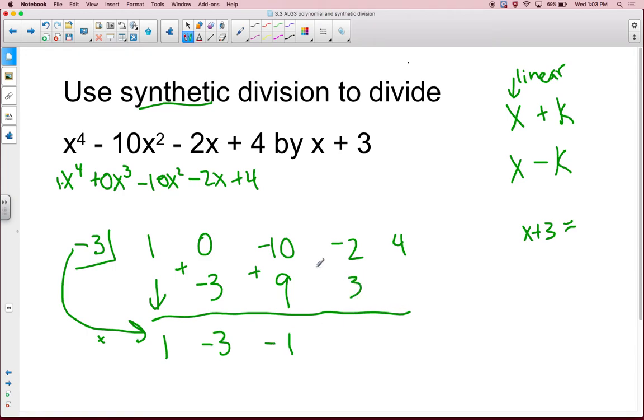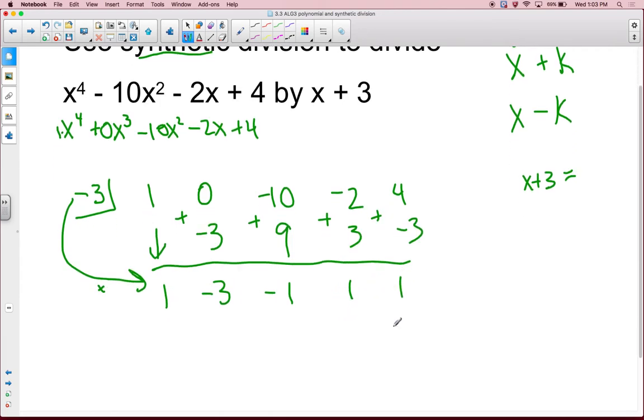Multiply, we get a 3. Add 3 minus 2, we get a 1. Multiply, we get a negative 3. Add, and we get a positive 1. So what this did was, this last number is always your remainder. This one here is always your constant term.